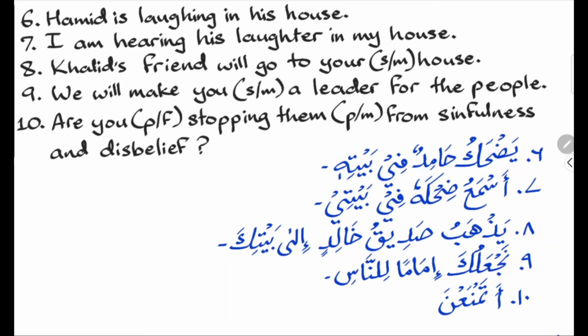them, plural male. So now since they, plural male, is the maf'ul, you have to bring an attached pronoun for that. So you can't bring hum separately, just bring atamna'nahum. Atamna'nahum. From is min. Sinfulness is al-fisq. Min al-fisqi. And disbelief. Wal-kufri. أتمنعنهم من الفسق والكفر.